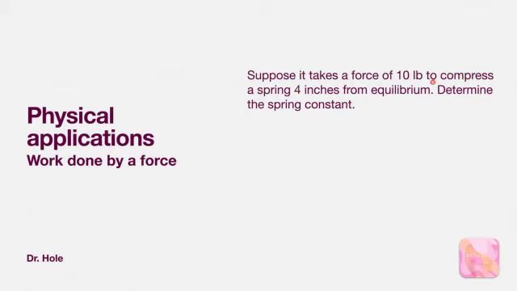As we're compressing the spring from equilibrium, the equilibrium point, take that to be at x equals 0. And then if we want to compress, we want to move to the left. So we want x to equal negative 4. Good. So under this setup, all we're going to do is find the spring constant k.